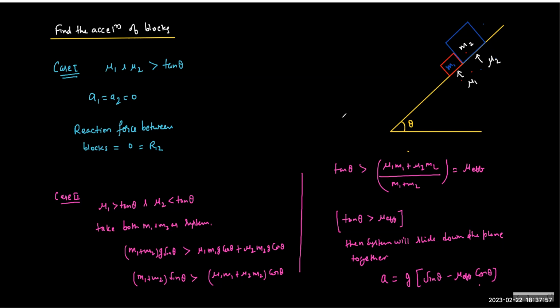So this entire term is a very effective way of reducing. So you can always remember this answer itself, and you can substitute in the formula to get the answer. Okay. And once you get the answer, which is g sine theta minus mu effective cos theta, you can also find the reaction force between them. So what will be the reaction force between them?